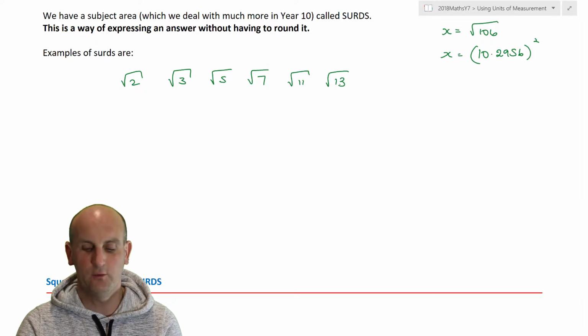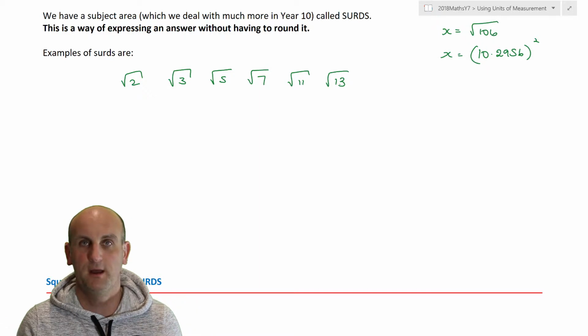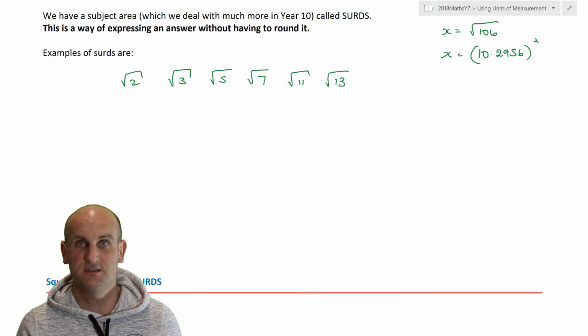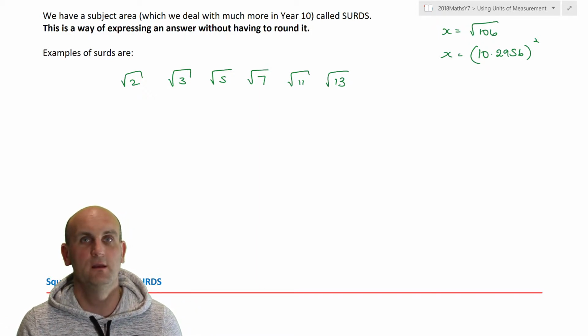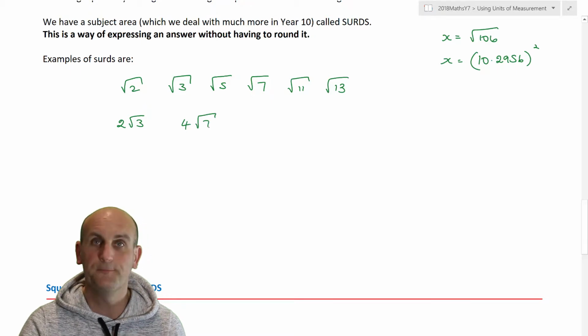So if I was to put all of those into my calculator, I'd get decimal numbers that go on and on and on. But this surds system allows us to leave our numbers with square root signs in them. We can even have things like 2 root 3 and 4 root 7.